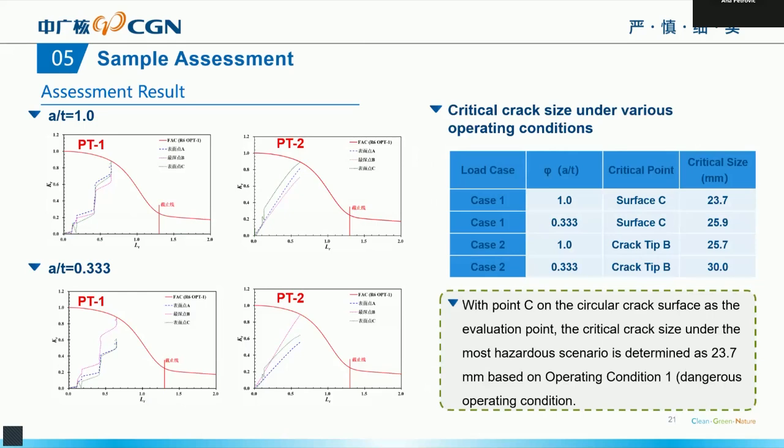Yeah, this is the result. The critical crack size under various operation conditions. In these 4 figures, we can see that point C, the surface point on the circular crack surface, is used as the evaluation point. The critical crack size under the most hazardous scenario is determined as 23.7 millimeters based on operation condition 1.